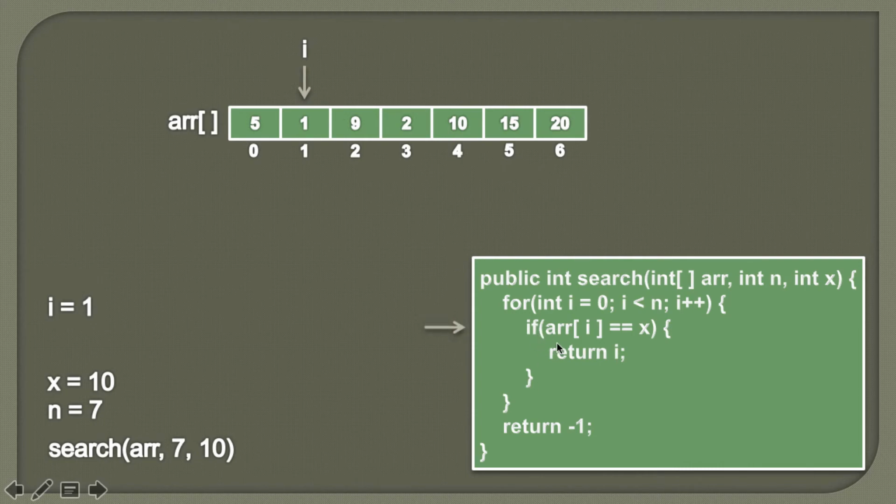So now in the if block we are again comparing whether the value at index i is equal to x or not. So the value of i is 1. And if we take the value at index 1, it is 1. And if we compare it with x, then 1 is not equal to 10. So the condition in the if block comes out to be false. So after the increment now i will become 2. And we will use this i to point to the second index of the array.